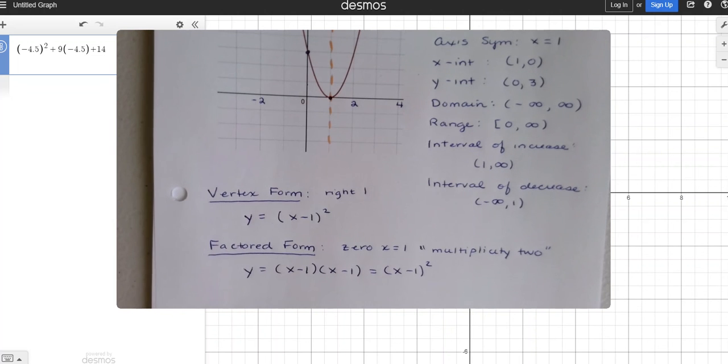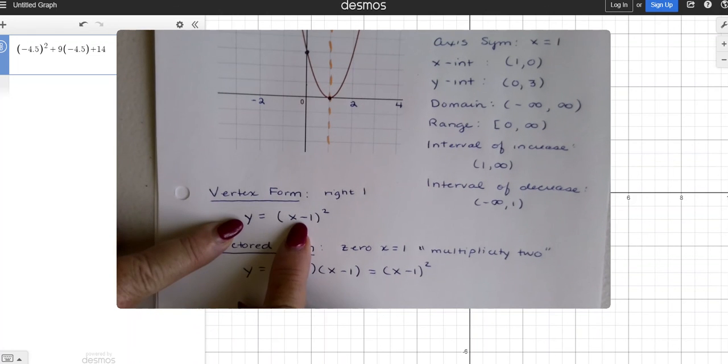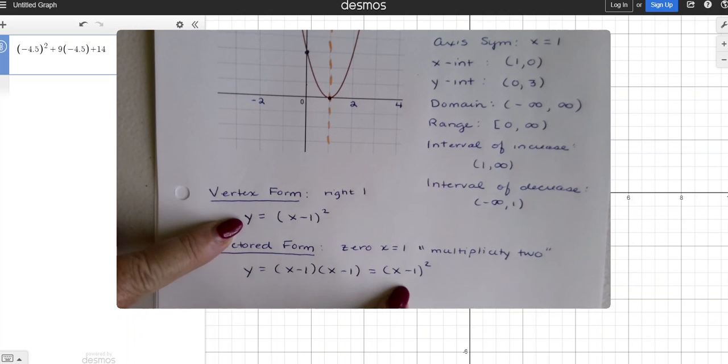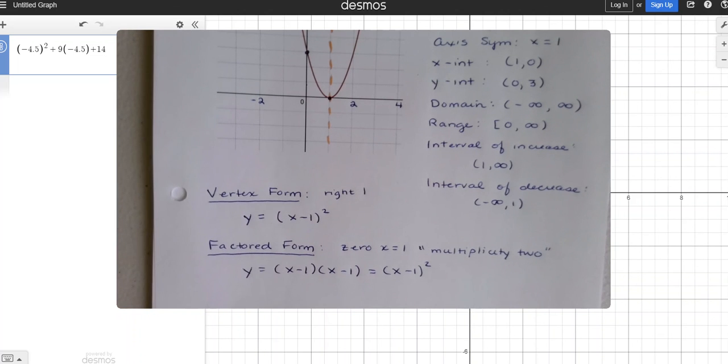When that happens, that's something we'll talk a lot more about in the next chapter. So I just wanted to bring it up now, but that'll come back to haunt us a little bit later. At any rate, when you have a vertex form that's just no y values out here, the vertex form and the factored form are really going to look just alike.